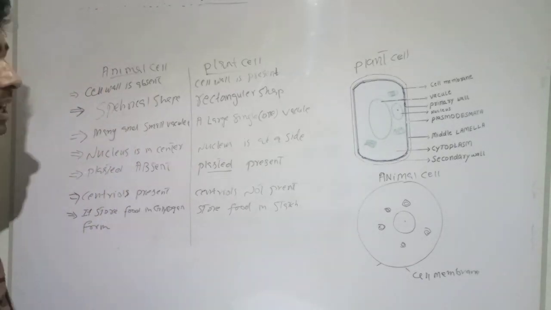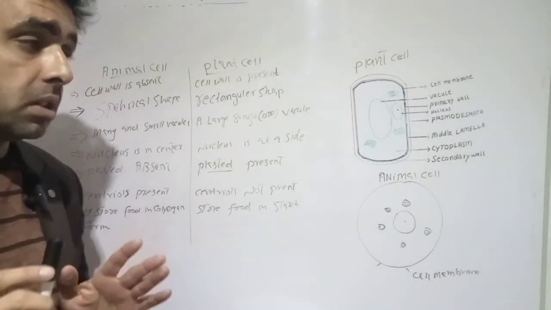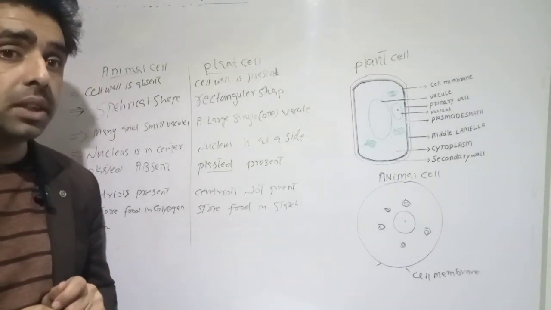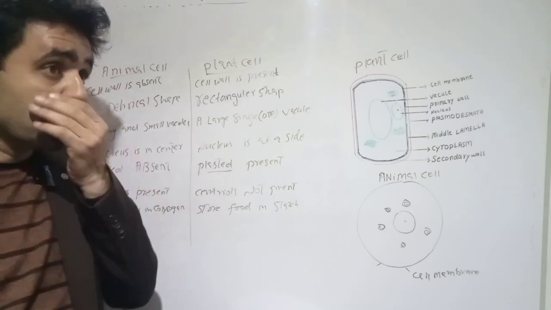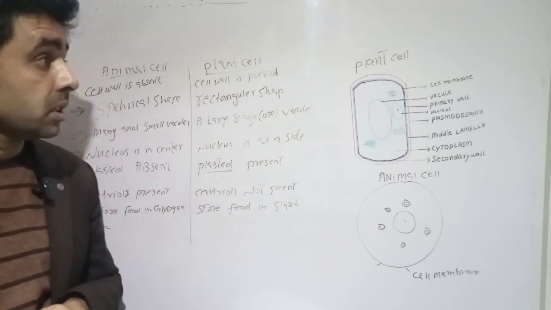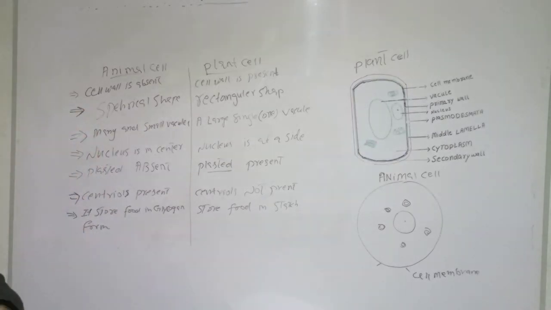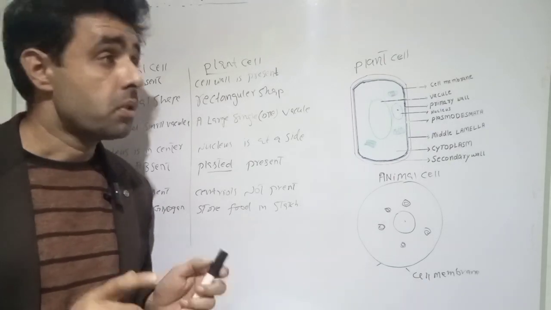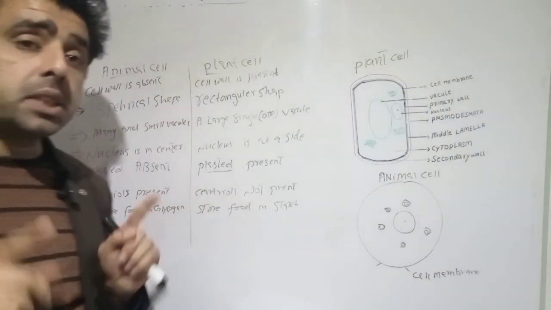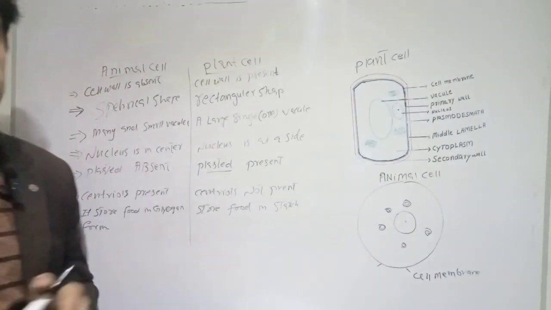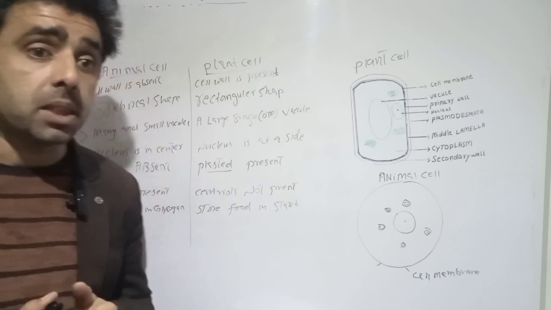Now I would like to summarize it again. Please listen carefully, with full attention. Now, what is the animal cell and what is the plant cell? First, we will go to the definition of cell. Cell is the structural and functional unit of living things. Now, what is the difference between plant cell and animal cell?